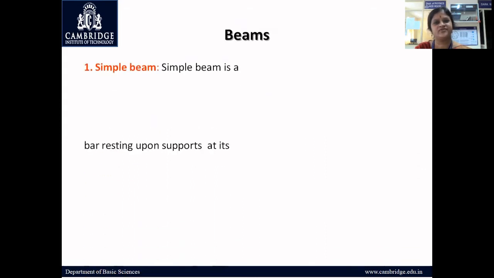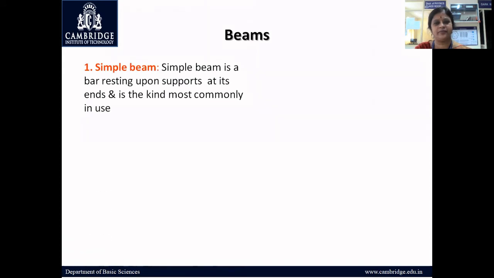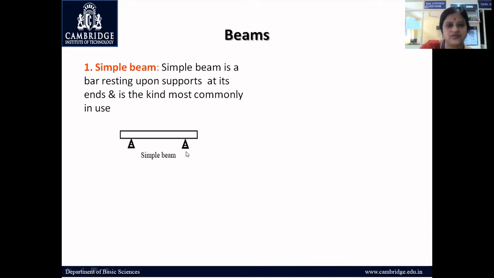See, the first one is a simple beam. What is a simple beam? A simple beam is a bar resting upon supports at its ends, and it is the most commonly used beam. You can see this diagram. It is a bar resting upon its supports. That is a simple beam.